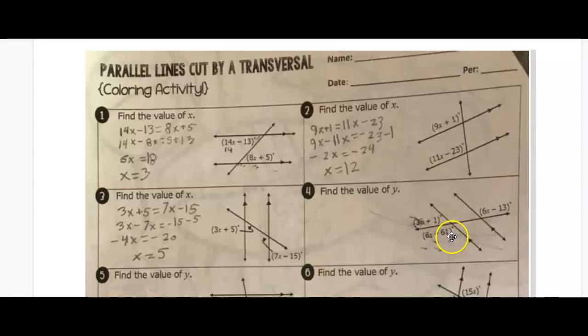Well, 50 plus this adds up to 180 because these two things are supplementary. These two angles add up to 180 degrees. So when you get this angle, whatever the number is, plus 3y plus 1 equals 180. So I'm going to say that again. Whatever number you get here, that number plus 3y plus 1 equals 180. Well, then you solve for y, and you have y.